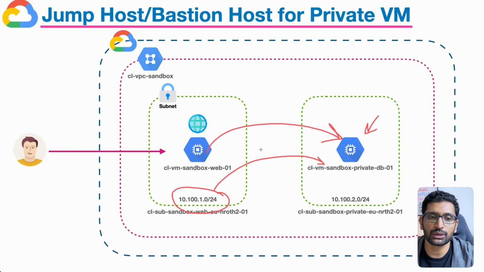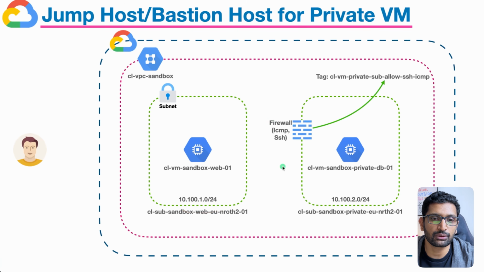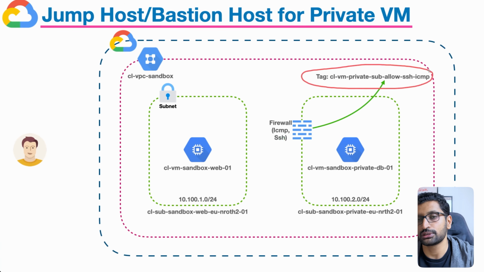So what we are going to do, we are going to set up a firewall rule where we are going to allow SSH from this CIDR range, as well as we are going to allow ICMP as well. ICMP is a ping protocol, which we are going to allow from this particular CIDR range. And for that, if I show you, we are going to create this particular firewall rule, and for this firewall rule, we are going to create this particular tag. All right, so let's get back to our Google Cloud Console and create this firewall rule.